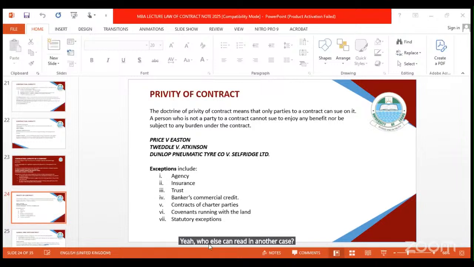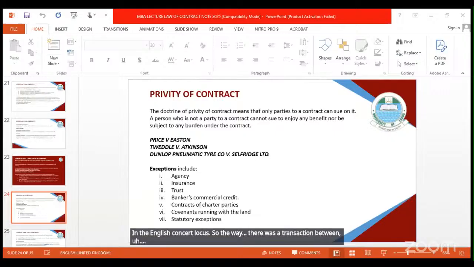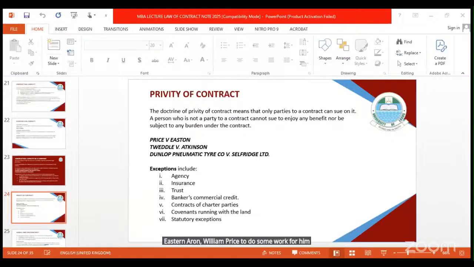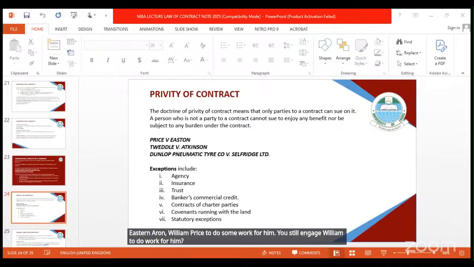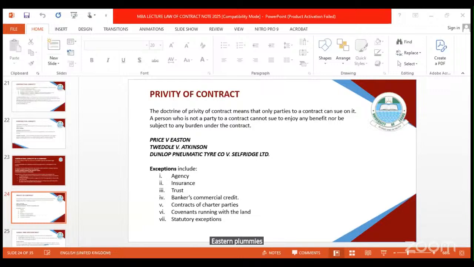Yes. Okay, I would like to take Price versus Easton. Price versus Easton happened in 1833, an English contract law case. There was a transaction between Easton and one William Price to do some work for him. In return, Easton promised to pay a debt he owed the son of William Price. After the work was completed, the son attempted to enforce the promise that Easton made.